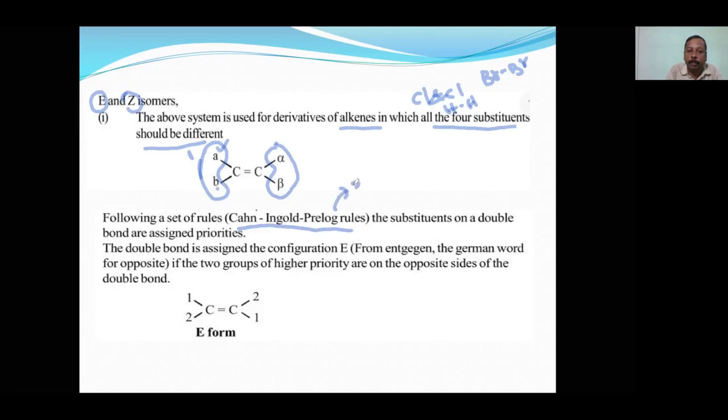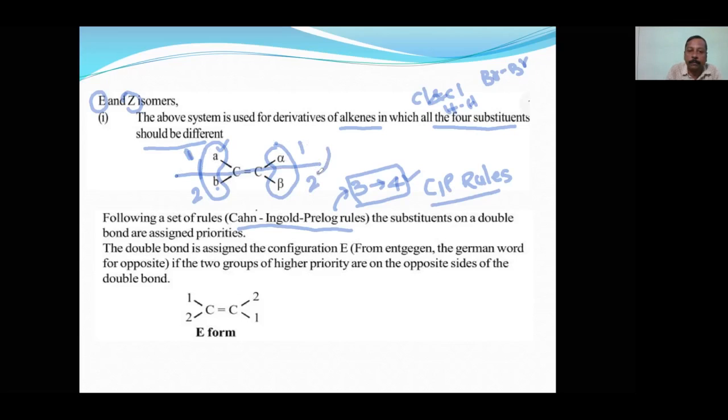Normally people think that three rules are there, but actually four rules are there, so we will study four rules. Cahn-Ingold-Prelog, shortly called CIP rules. By following the rules, we will give the preference order. Suppose this is first preference, this is second preference, and this is first preference, this is second preference. If the first preferences are on the same side of the double bond, then it is called cis.